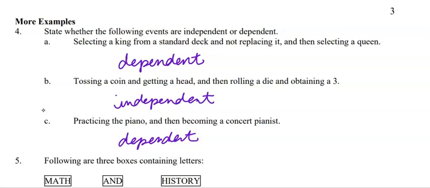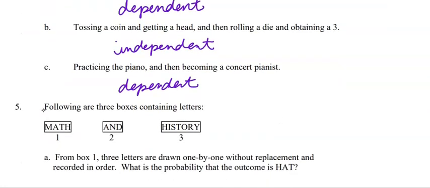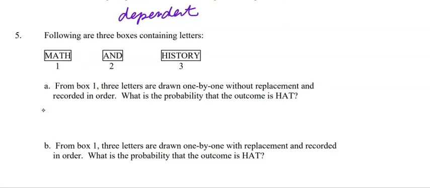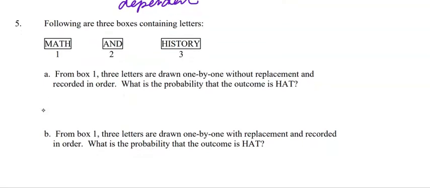Now we're going to go ahead and work a few more probability problems. So we have 3 boxes. One box has the letters M, A, T, and H in it. The second box has an A, an N, and a D in it. And then the last box has the letters that spell the word history. So we have 3 separate boxes, and these are just separate letters within these boxes.